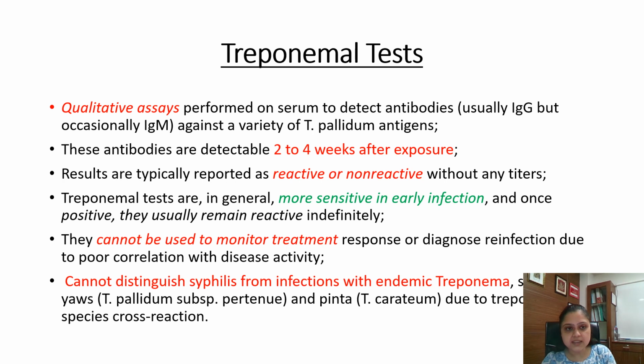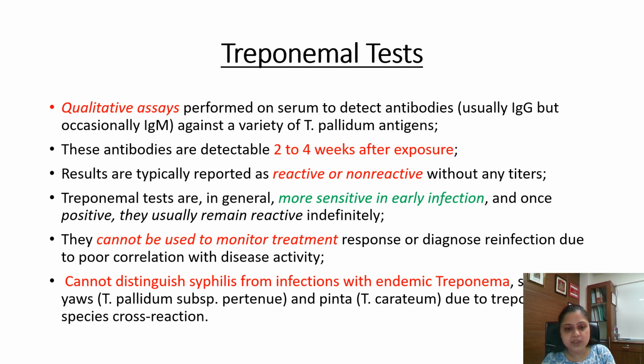Coming to treponemal tests, these are qualitative assays which are performed on serum to detect the antibodies against a variety of Treponema pallidum antigens. These antibodies are detectable by 2 to 4 weeks after the exposure, and it typically is reported as reactive or non-reactive without any titers. These are in general more sensitive in case of early infection, and once positive, they will usually remain reactive indefinitely. Hence, we cannot use treponemal tests for monitoring the treatment response or making a diagnosis of reinfection because of the poor correlation with the disease activity.